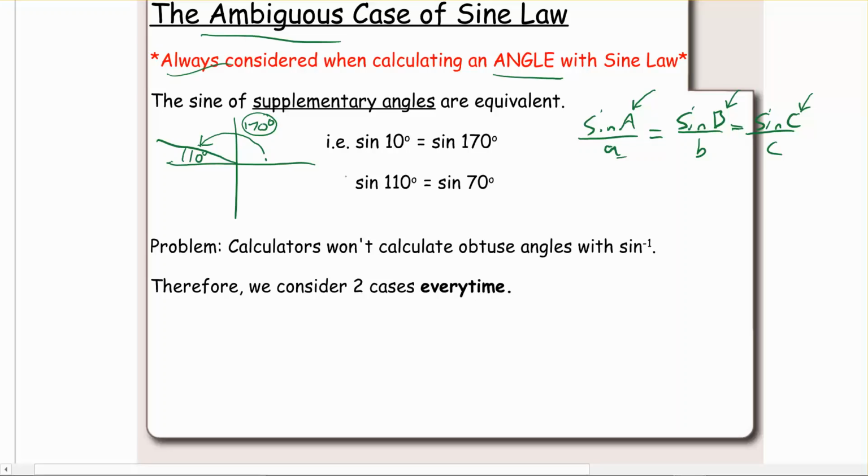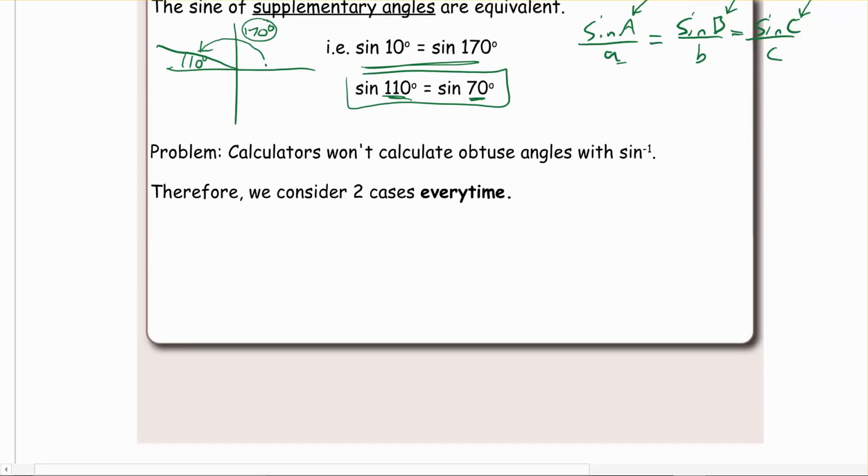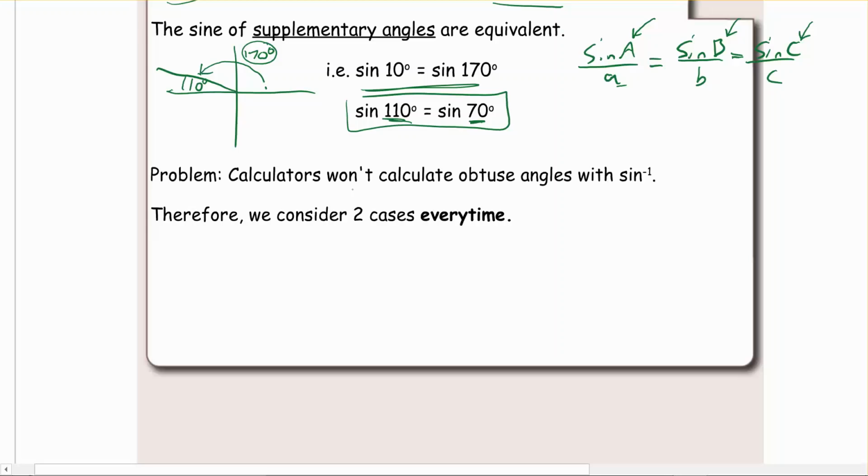So the same thing, if you had sine 110, that's the same as sine 70, right? Because 110 and 70 add up to 180. They're the exact same for the same reason as this one. Okay, so the problem is that calculators won't calculate obtuse angles with sine^-1.